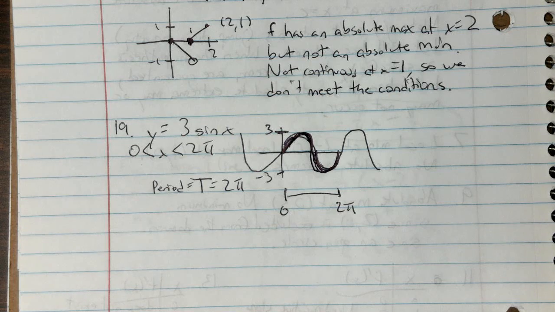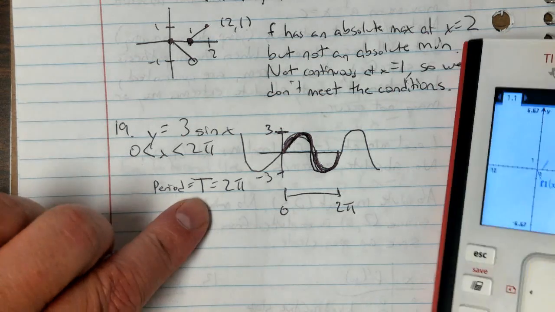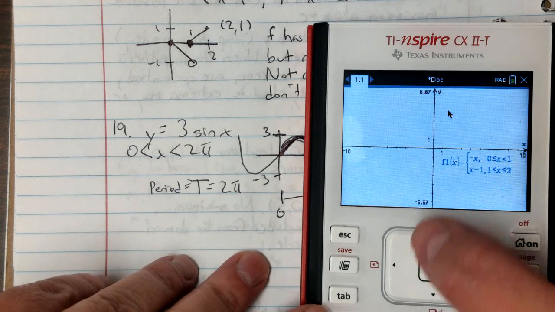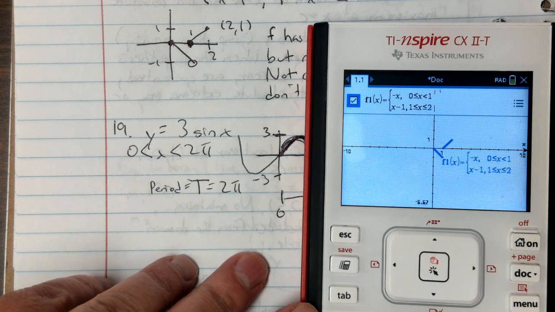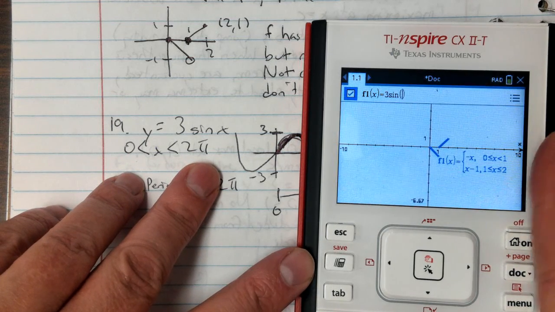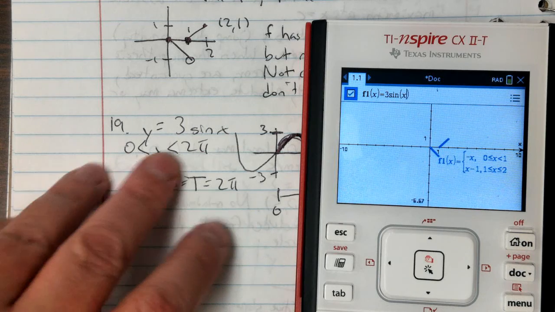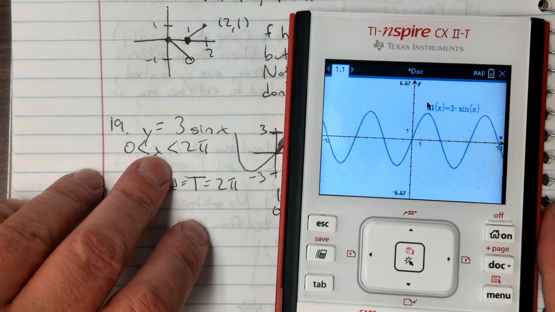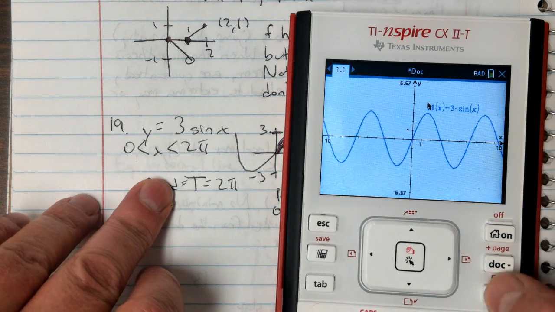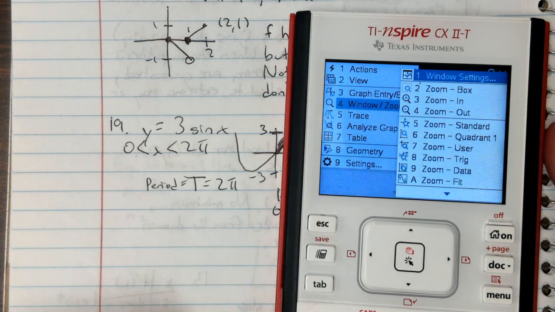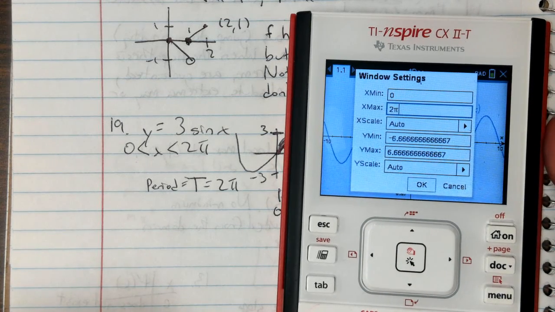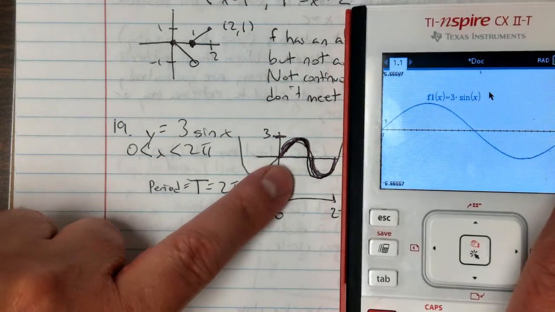Okay, by the way, one other quick note. What we could have done on 15, same thing I'm going to show now. We could have put in 3 sine x, and we can't type a condition, but what we can do is change your window, either through double clicking or just go menu, window, and put 0 to 2 pi like that. And so there's what it looks like.